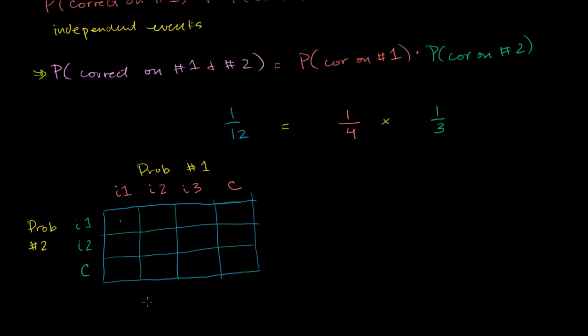And which of these outcomes represent getting correct on both? Well, getting correct on both is only this one: correct on problem number 1 and correct on problem number 2. So that's one of the possible outcomes. And how many total outcomes are there? There's 1, 2, 3, 4, 5, 6, 7, 8, 9, 10, 11, 12. Out of 12 possible outcomes. Or, since these are independent events, you can multiply. There's 4 possible outcomes for problem number 1 times the 3 possible outcomes for problem number 2. And that's also where you get 12.